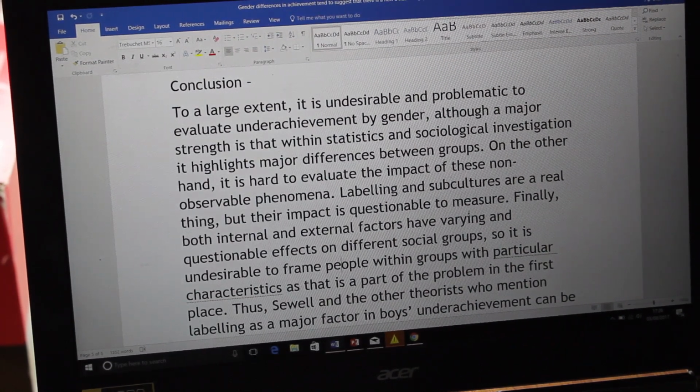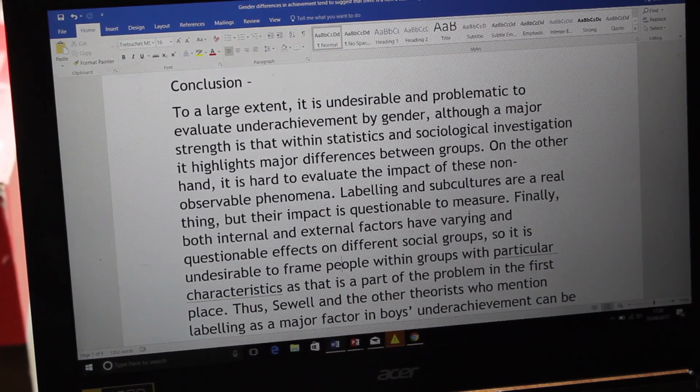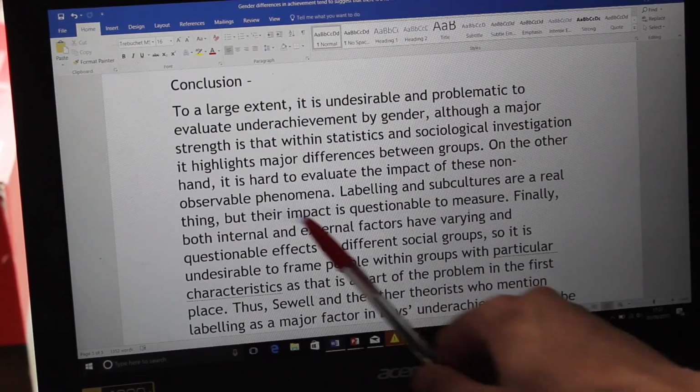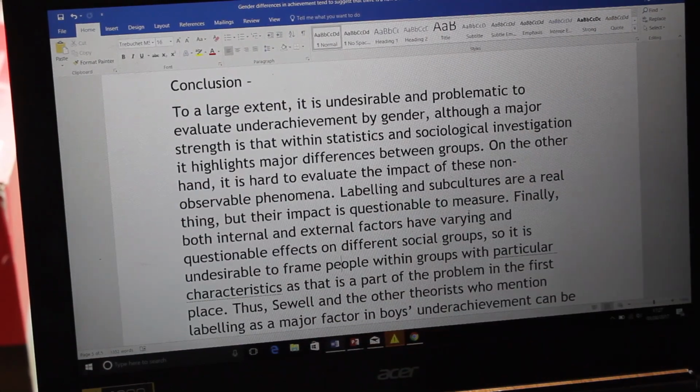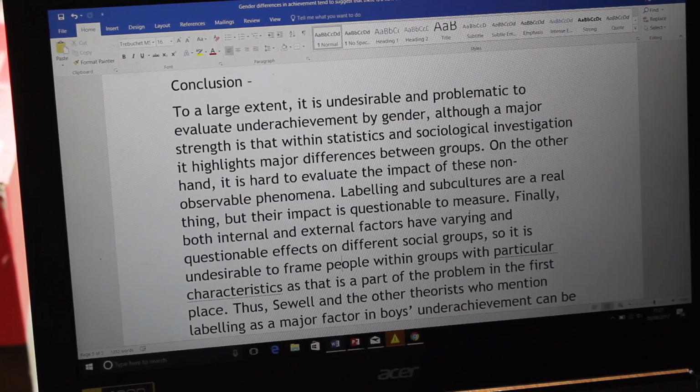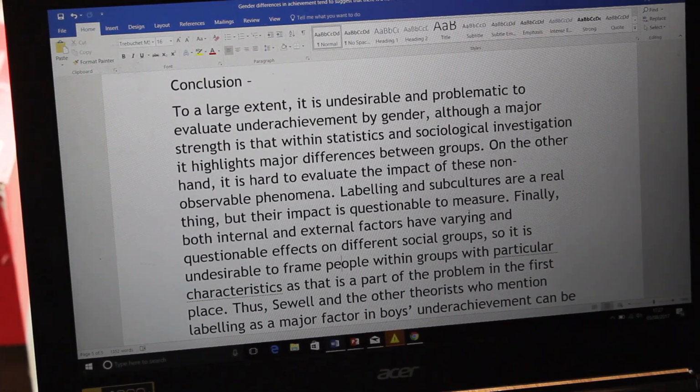So it's hard to look at underachievement through gender, but it does highlight that there is an issue at hand between these groups. On the other hand, it is hard to evaluate the impact of these non-observable phenomena. Phenomena is what happens within society, and non-observable is stuff that you can't really see with your eyes. So you can't really see culture, can you? You can see aspects of it. Okay, that's debatable, people may argue with me, but what I'm saying here is you can't really see how culture impacts on someone. It's hard to measure. Labelling and subcultures are a real thing, but the impact is questionable to measure. Again, I just explained what I just said.